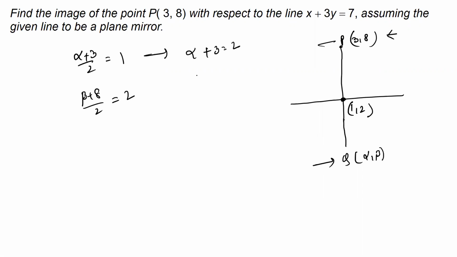Alpha plus 3 is equal to 2, alpha is equal to minus 1, and from here we get beta plus 8 is equal to 4, beta is equal to minus 4. So this point is minus 1 comma minus 4, which is the value of Q, and we are done.